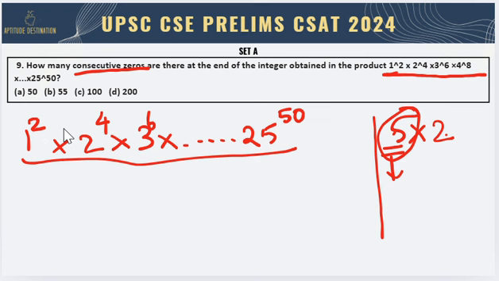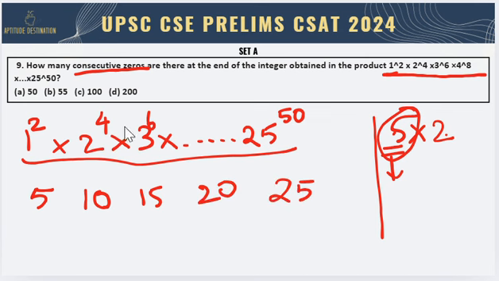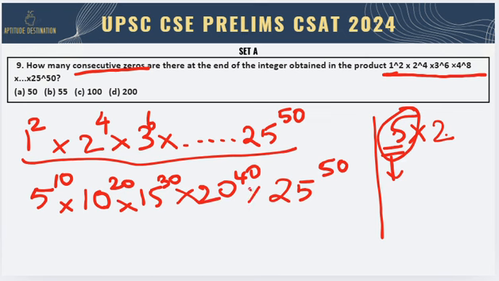For that, what we are going to do is calculate the amounts of 5's. So we can say that we'll have 5, 10, 15, 20 and 25. These are the only multiples of 5 that will be present in here. And from here, we can say that this is going to be 5 power 10, right? And this is going to be 10 power 20, 15 power 30, 20 power 40, and 25 power 50. So these are the actual numbers that are present inside, which will contain 5 within them.